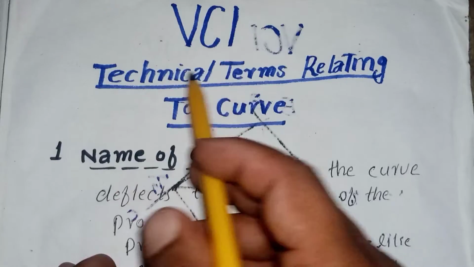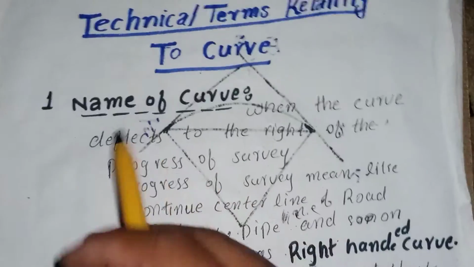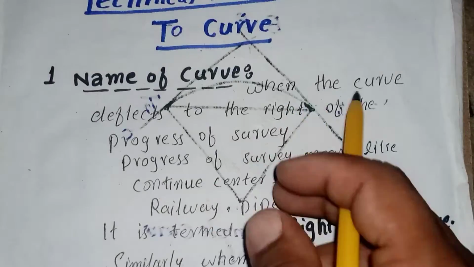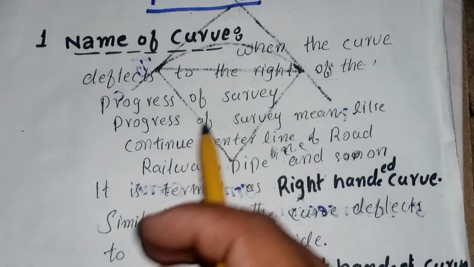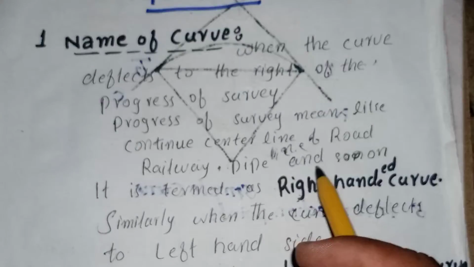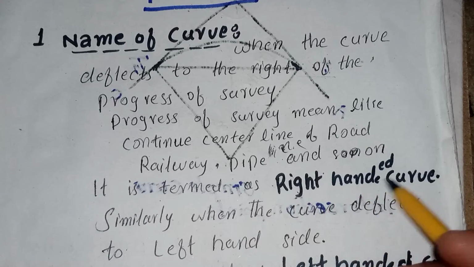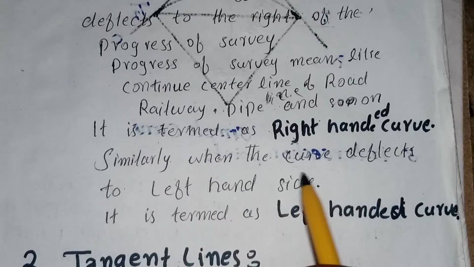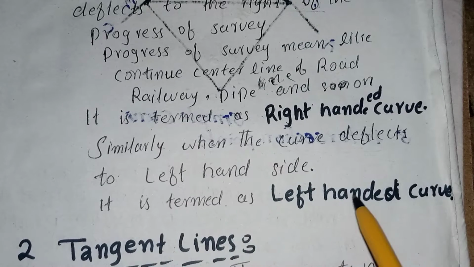Dear friends, we are going to explain the technical terms relating to curves. First, the name of a curve. When the curve deflects to the right of the progress of survey, progress of survey meaning the continuous center line of a road, railway, pipeline, and so on, it's termed a right-handed curve. Similarly, when the curve deflects to the left-hand side, it is termed a left-handed curve.